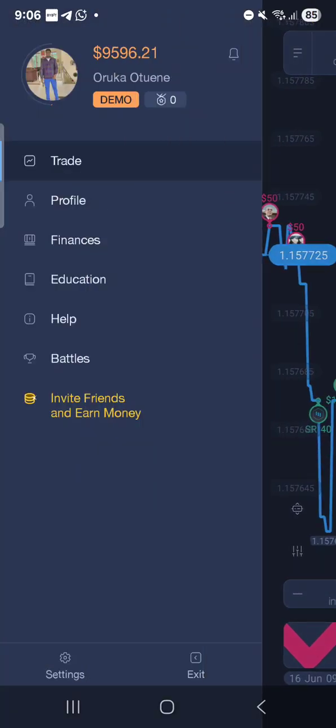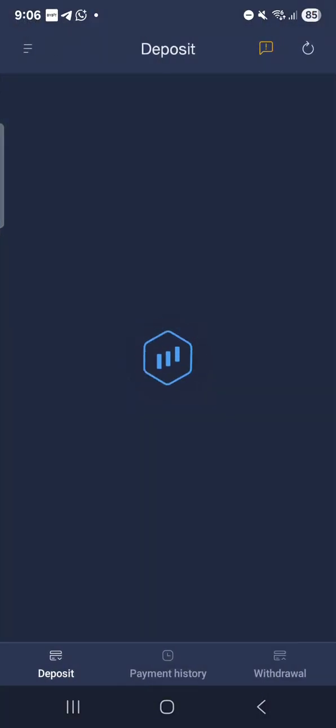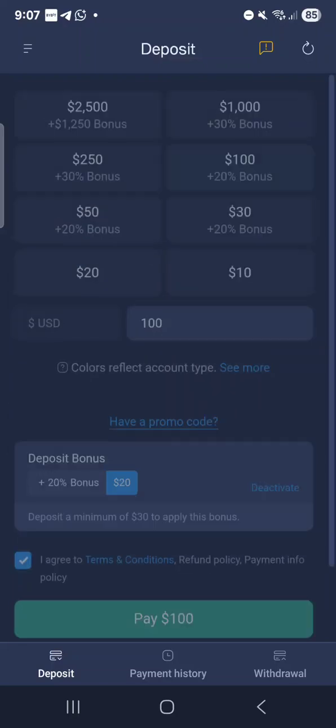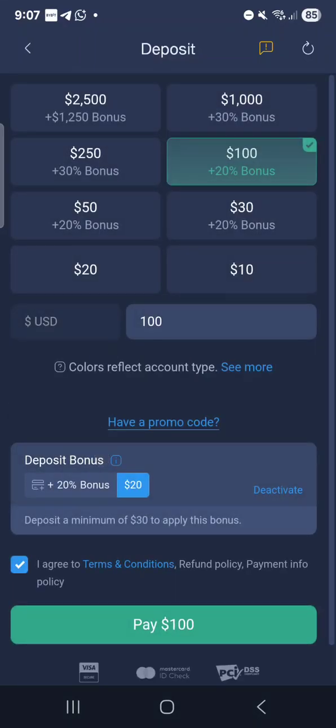So when you want to deposit, what do you do? You click here, you click on finance. When you click on finance, you are going to see different options to deposit. You can deposit using USDT, you can deposit using bank transfer, you can even use OPay, you can use PalmPay. Most people use OPay or PalmPay. So let's try OPay.